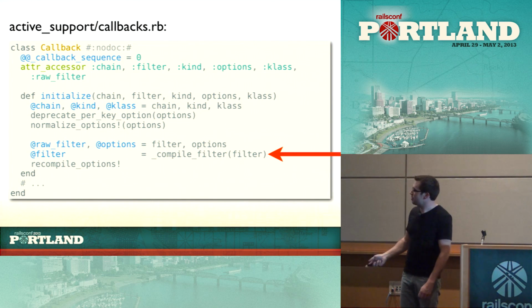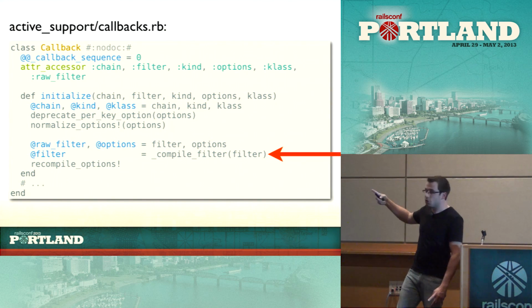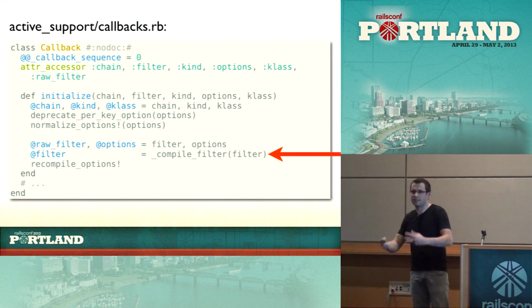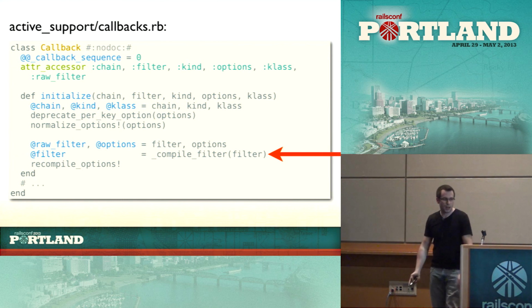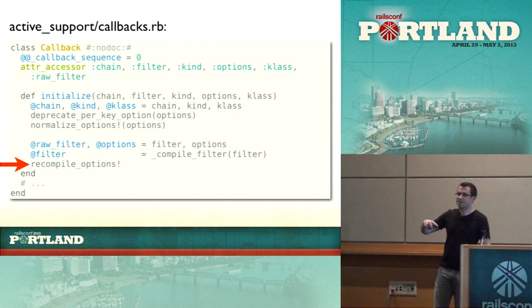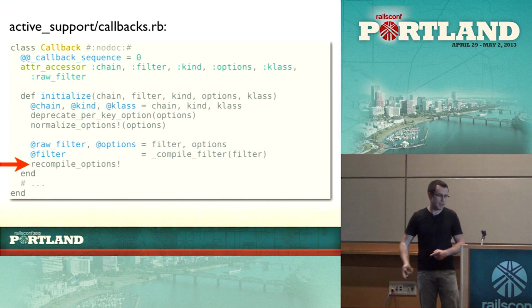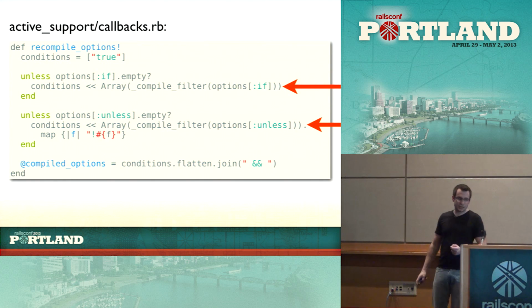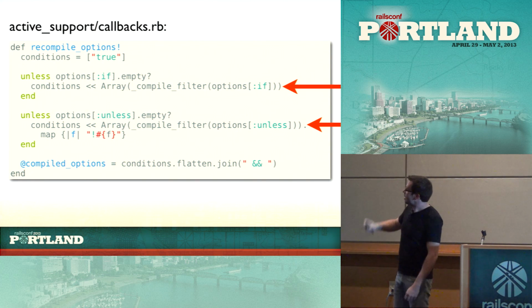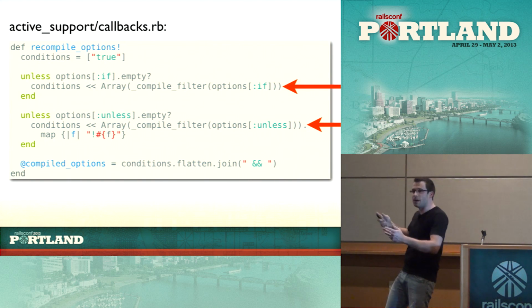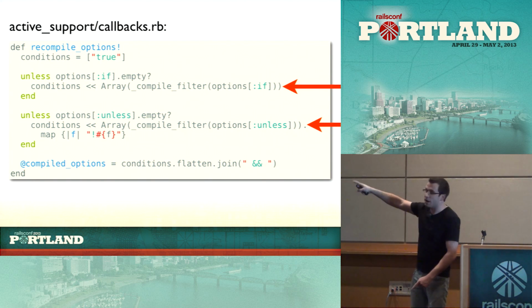When we initialize this callback class, we do two things. We set the filter: we call compile filter on the filter that was passed in. So maybe that's a symbol, maybe that's an object, whatever. And we recompile the options. That's the compiled options that we talked about. Looking at recompile options, this is great. We go through the options if, and we compile each one of those individually. We go through the options unless, and we compile each of those individually. But of course, we have to tack on a not in front, because that's an unless.